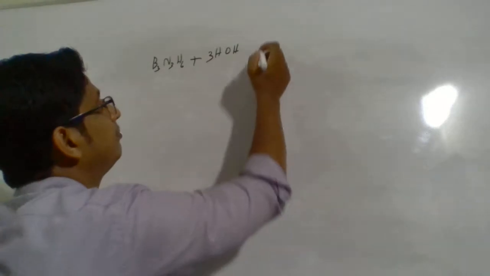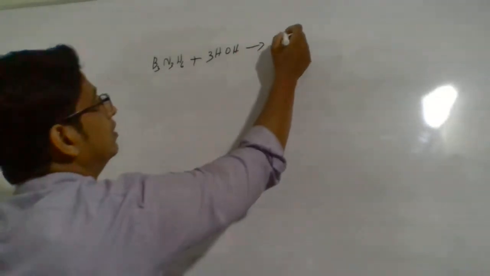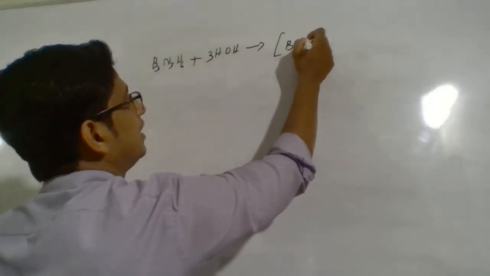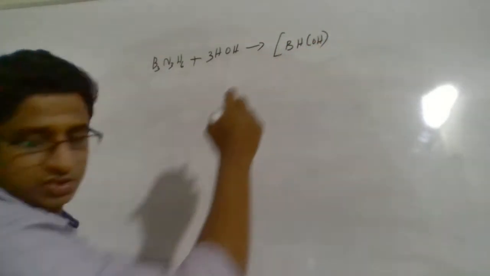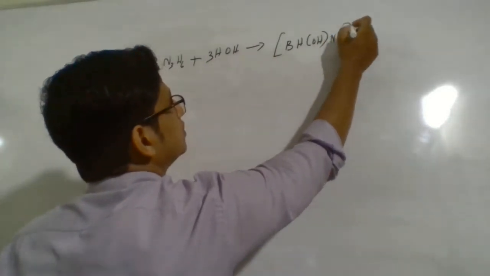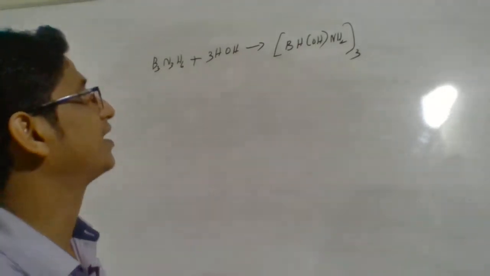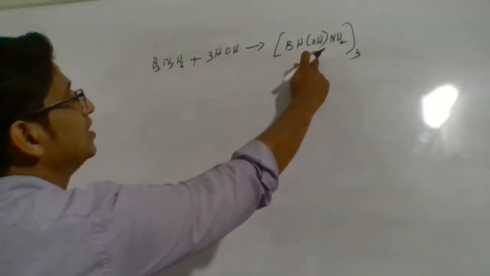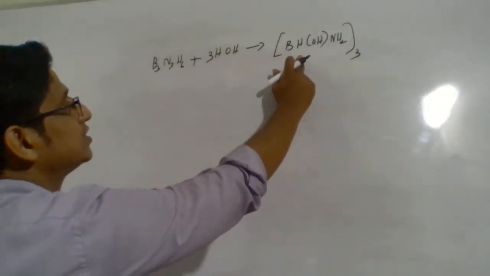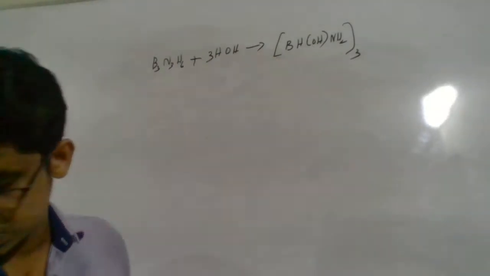These two combine to give a product like this: boron with hydrogen and OH, and NH2 thrice. So you can represent it like this, an adduct will be formed where OH joins with the boron and hydrogen joins with the nitrogen. Like that, a structure will be formed first.